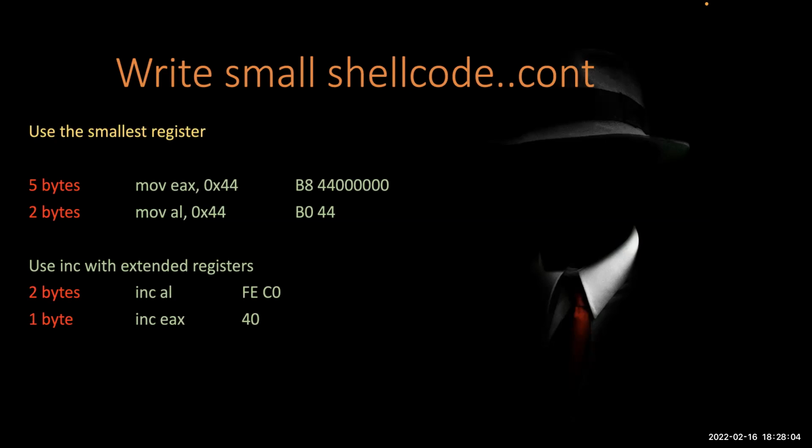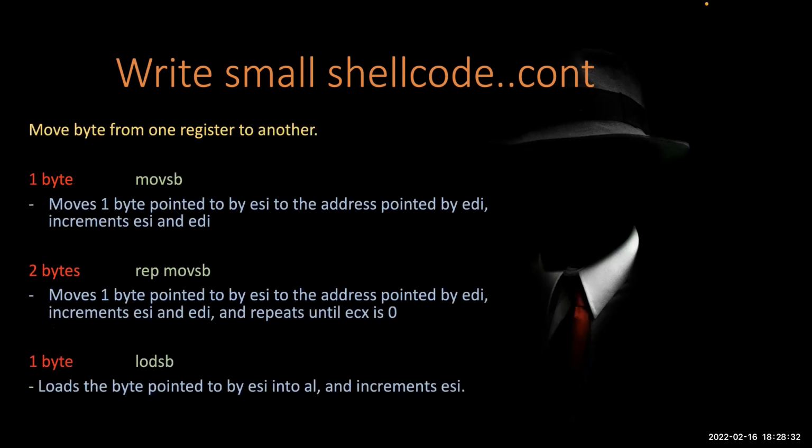Same thing here. You can move the value 44 into EAX, but you can also use the smallest register to do this, which is AL. It will only give you 2 bytes, and you get rid of the null bytes as well. You can use inc with the extended registers only, because if you use inc on something like AL, thinking that it will give you fewer bytes, it actually gives you more bytes, 2 bytes versus 1 byte. Same thing here for the mov esp and the rep movs: one is 1 byte, rep movs is 2 bytes, and load esp is 1 byte.